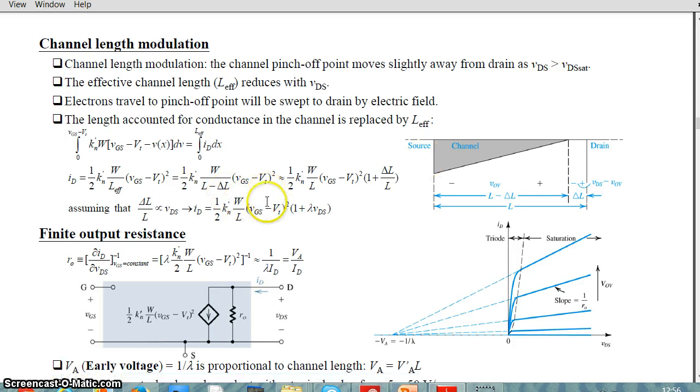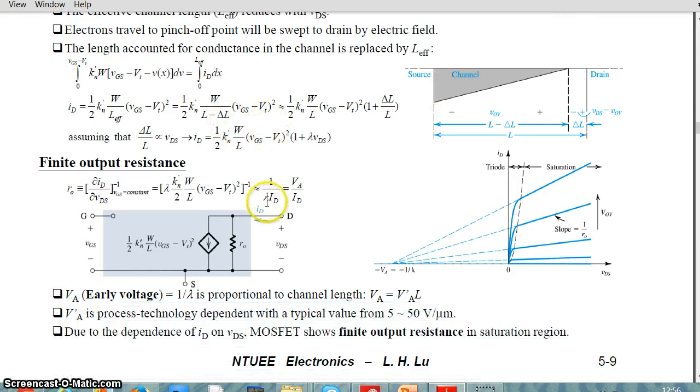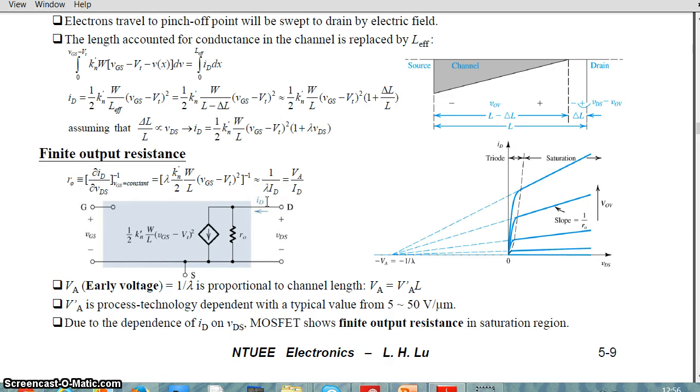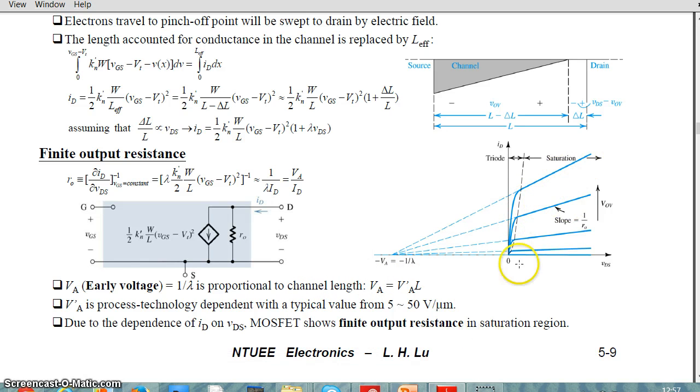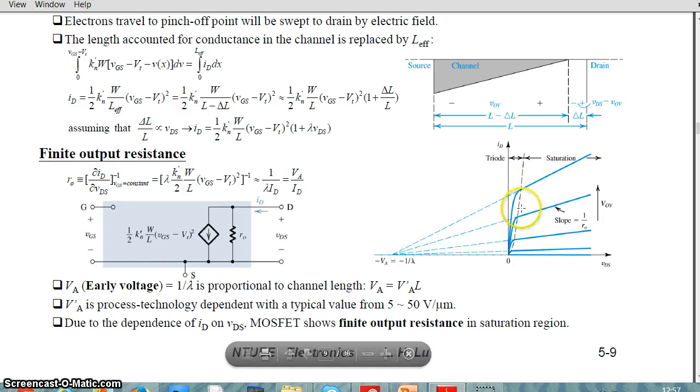Coming to finite output resistance, what this basically means is that for an Early voltage type of application, you get a finite output resistance. It does not increase beyond a point, as you can see here, because this graph has been negatively extrapolated towards 1 by lambda. So in the saturation region, it shows a finite output resistance. No infinite resistance can be achieved.